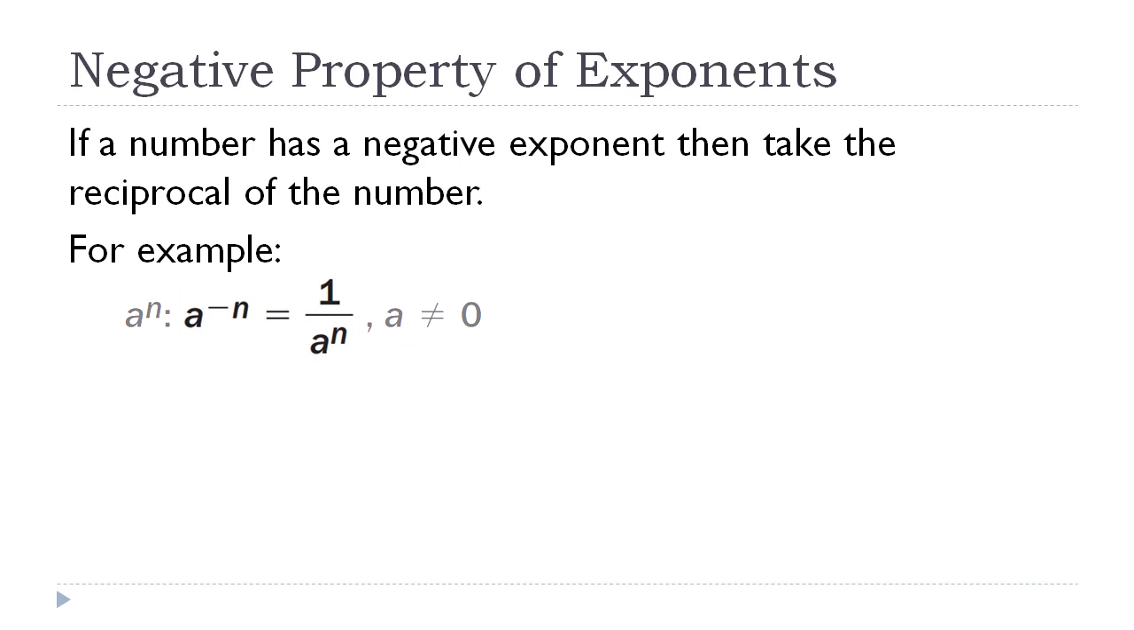For any a to the power of n, if you have a to the power of negative n, then you're going to take its reciprocal and you are going to get 1 over a to the power of n. Notice that by taking the reciprocal, I've changed this negative exponent into its positive equivalent. And make sure that you never have a equal to 0, because then you have a number divided by 0, which we know in math can never happen.